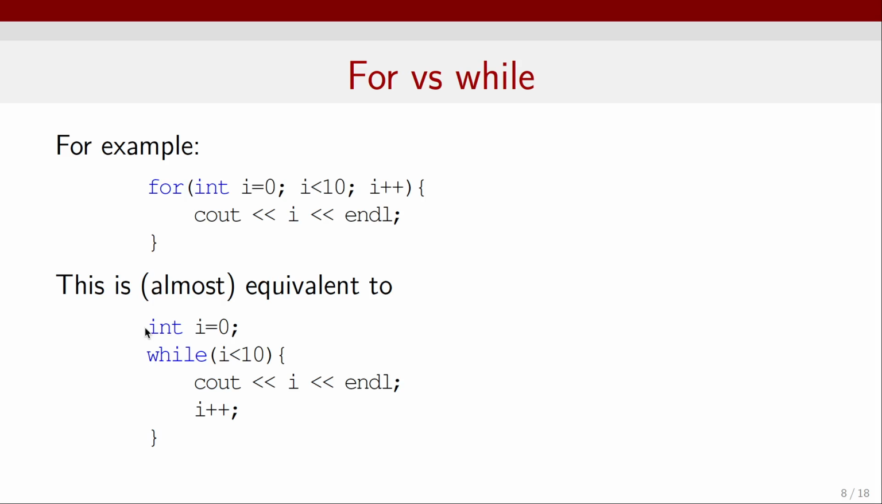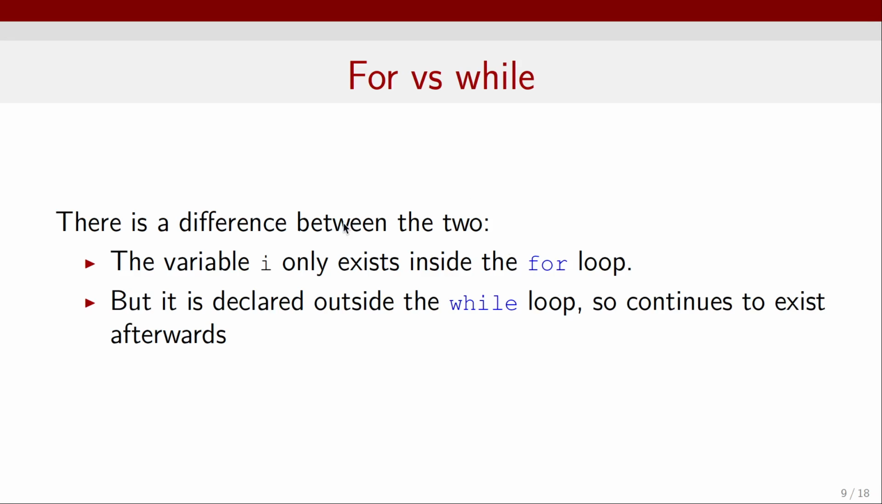However, here I have declared and initialized a variable I outside the loop, so outside these braces, which means that I will be a variable that's known to the whole program. So again, the difference is that the variable I only exists inside the for loop, but in the second case, it is declared outside the while loop, so it continues to exist afterwards, and it's known to other functions of the program.